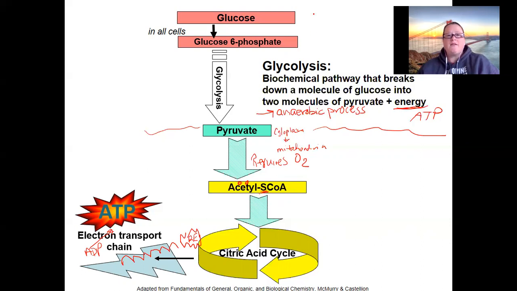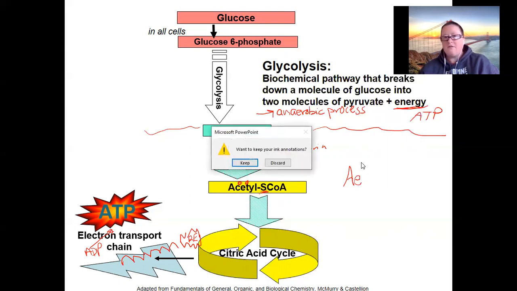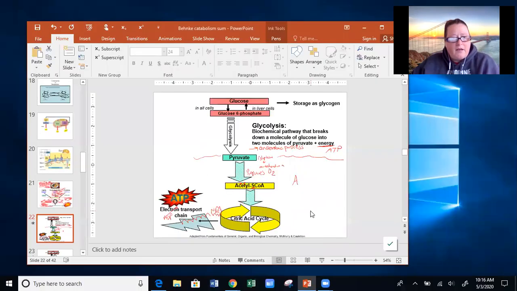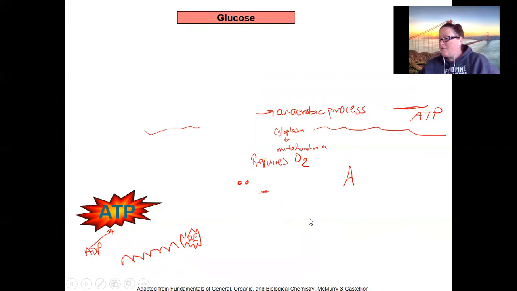So this process as a whole is referred to, I do not know what's happening. It's telling me that I want to end my stuff. It's driving me crazy. I don't know what's happening with my pen.